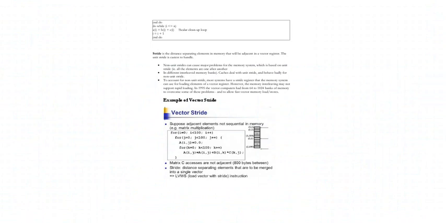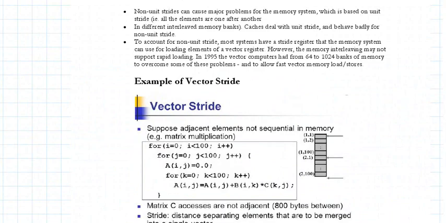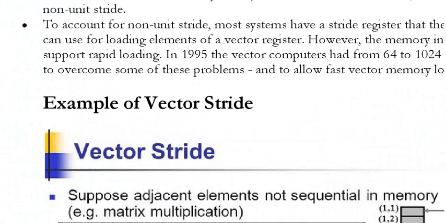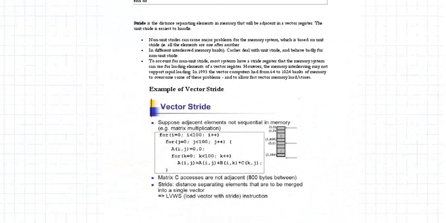Then lastly you have vector stride. What is the purpose of vector stride? In real-time calculation, sometimes you might need to consider some elements which are not adjacent to each other. Then vector stride actually represents the distance separating the elements in memory that will be adjacent in a vector register, right?